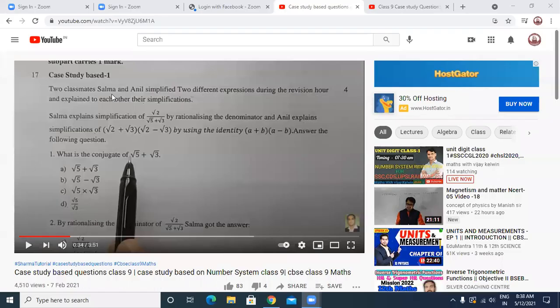Two classmates, Salma and Anil, simplified two different expressions during the revision hours and explained to each other their simplification. Salma explains the simplification of root 2 upon root 5 plus root 3 by rationalizing, and using the identity, and Anil explains the simplification of root 2 plus root 3, root 2 minus root 3 by using the identity.